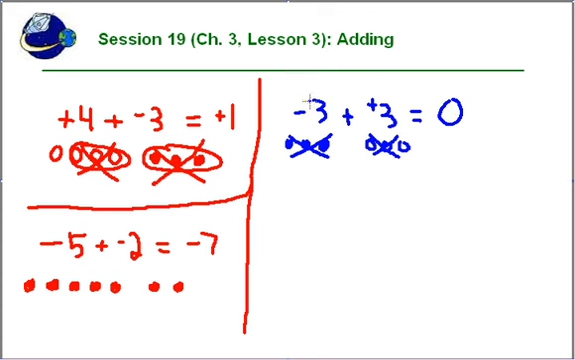Whenever you have 2 numbers that when you add them together equal 0, those 2 numbers are called opposites of each other. So minus 3 and plus 3 are opposites of each other. Minus 7 and plus 7 are opposites of each other. Minus 1,000,000 and plus 1,000,000 are opposites of each other.